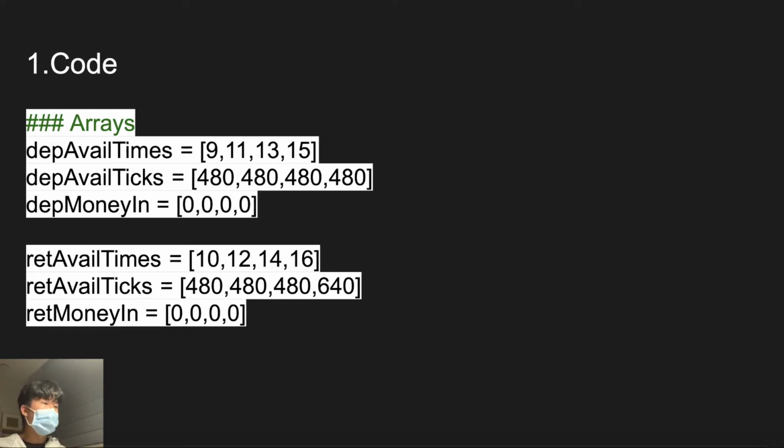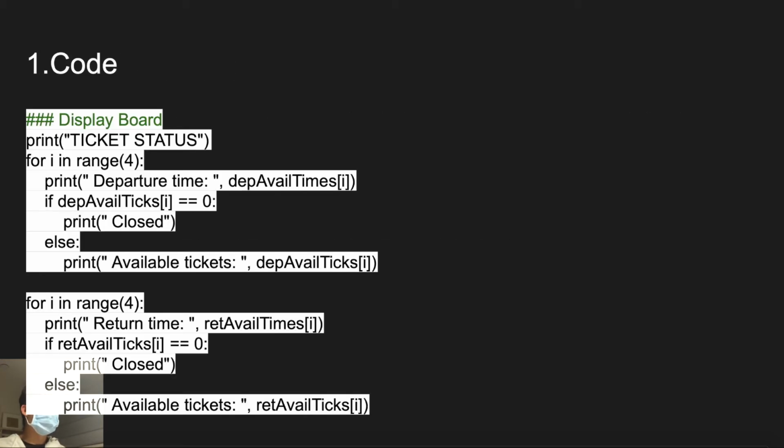The next part of the code is printing the departure and return times and available tickets for it. So you first create a for loop for departure trains. So in this loop, you print the departure time and you print the available tickets for each element.